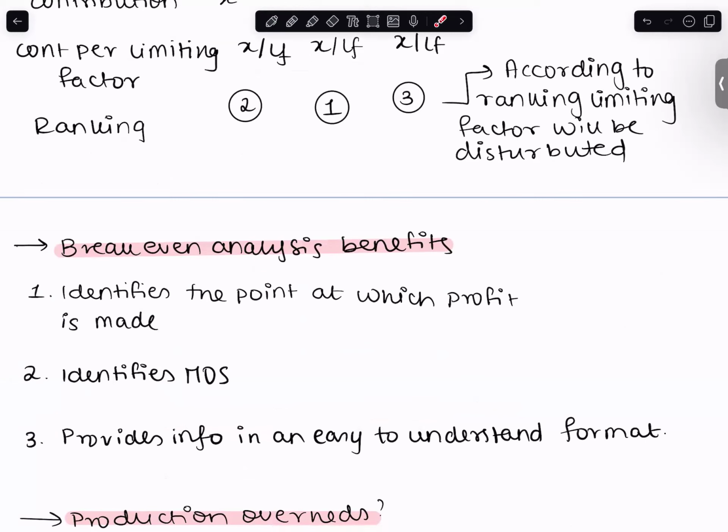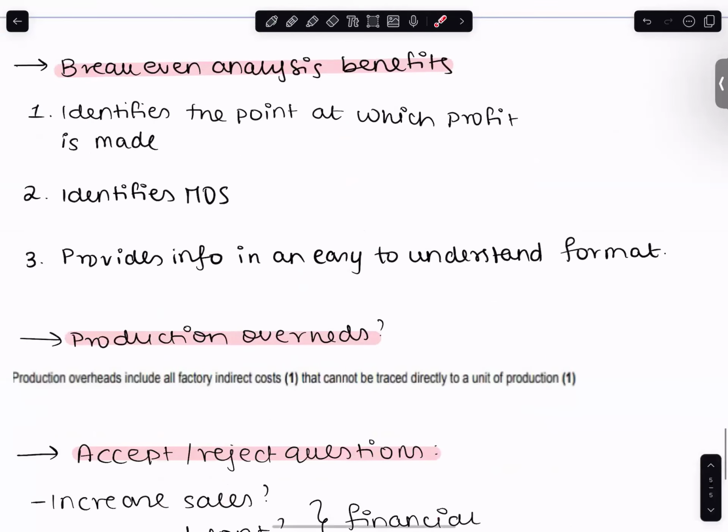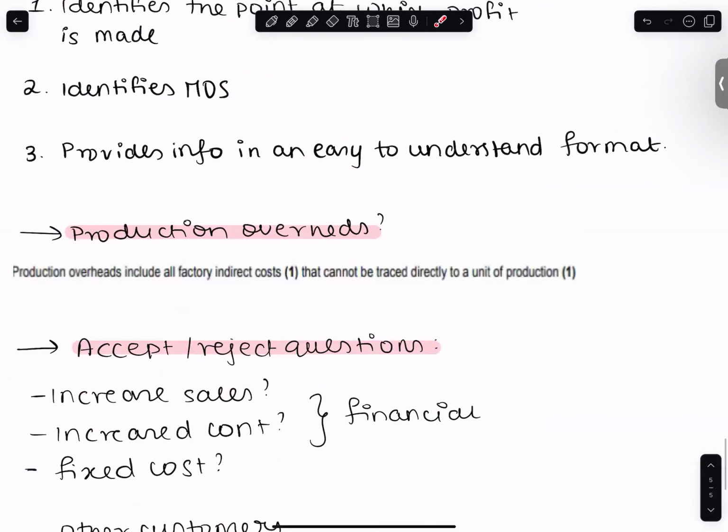What is the benefit of break-even analysis? It identifies how much profit is made. It identifies the margin of safety. It's easy to understand. What is production overheads? Production overheads is the indirect cost of a factory that is not directly traceable to its product.